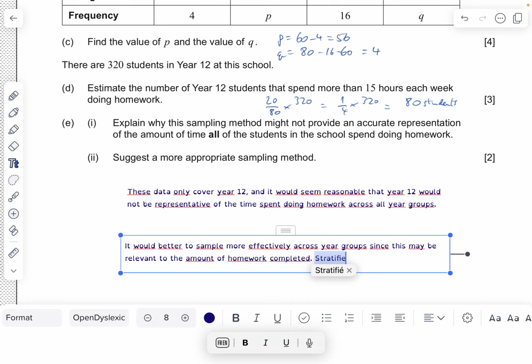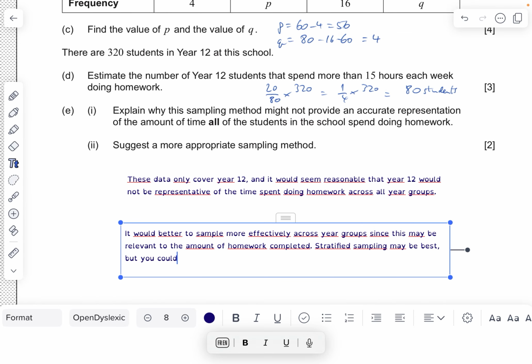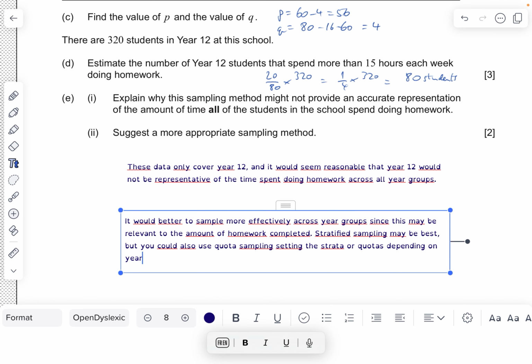Stratified sampling may be best, but you could also use quota sampling, setting the strata or quotas depending on year group sizes.